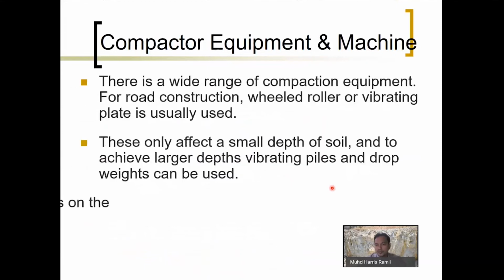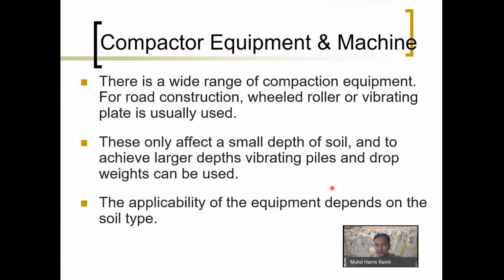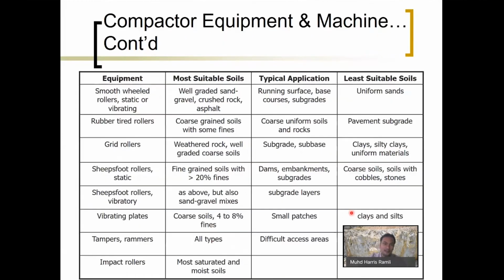Okay, so there's a wide range of compaction equipment for road construction. So we have wheel rollers and vibrating plates. These only affect a small depth of soil, and to achieve a larger depth, vibrating plates and drop weight can actually be used. The applicability of the equipment depends on the soil type as well.